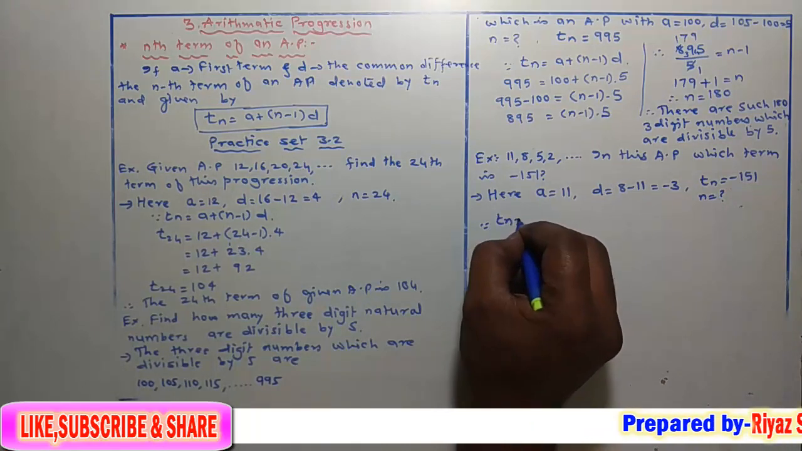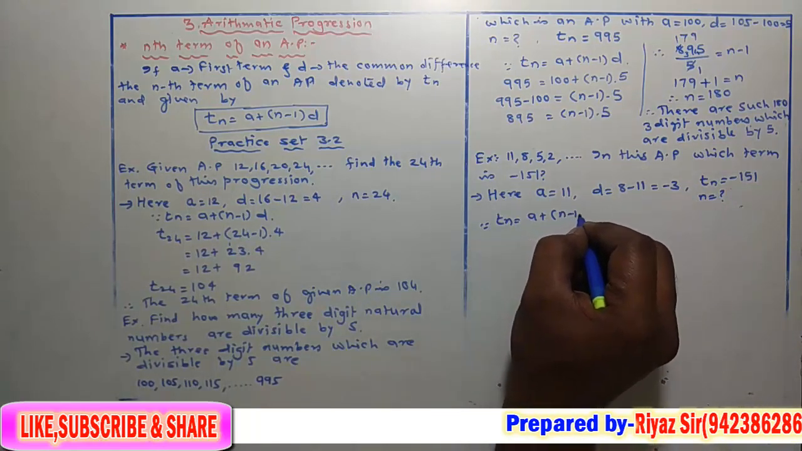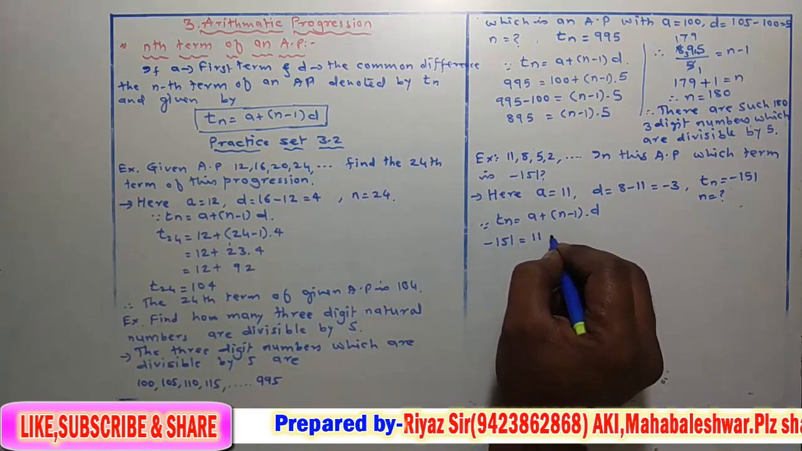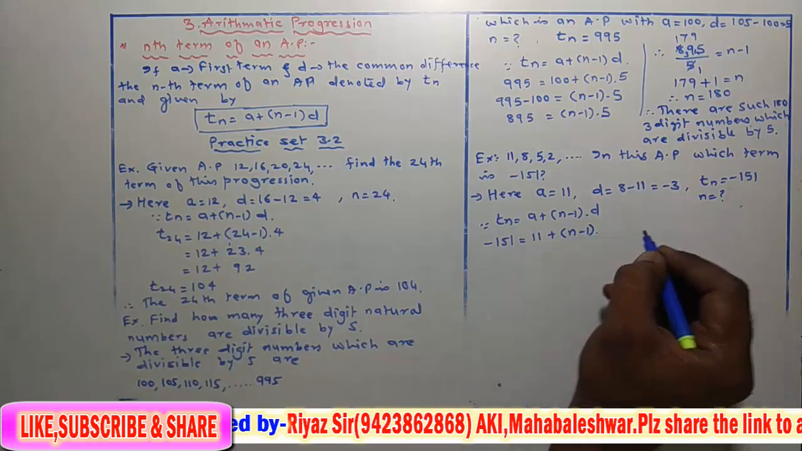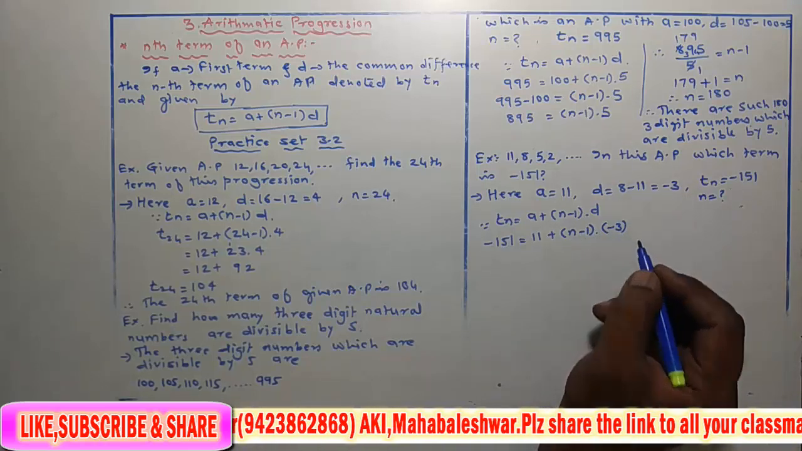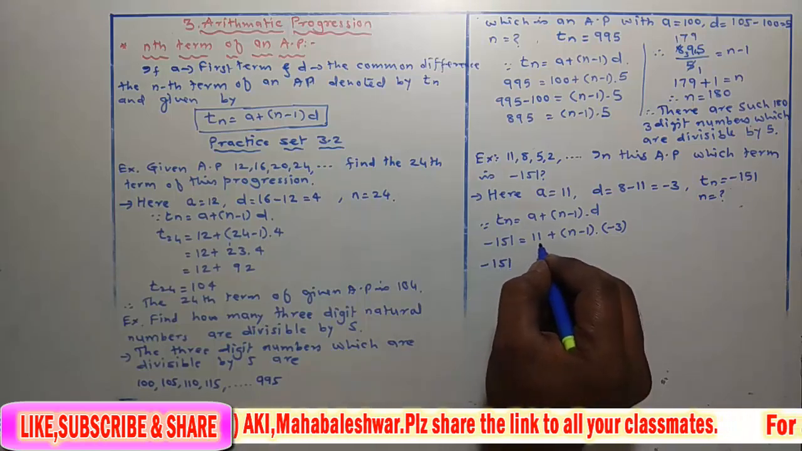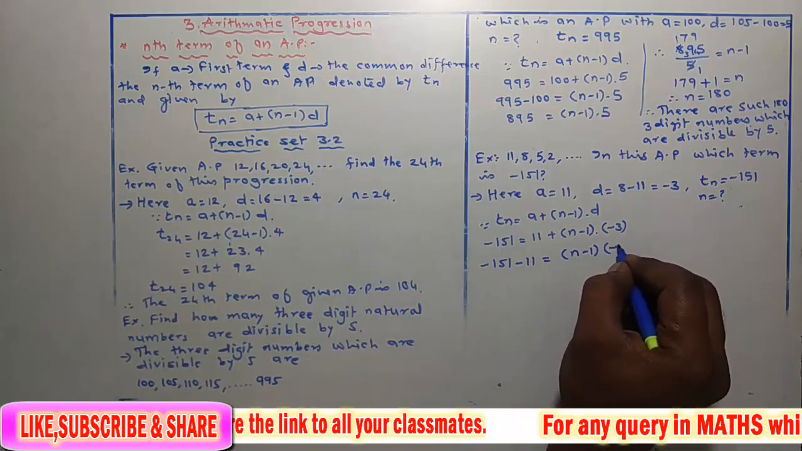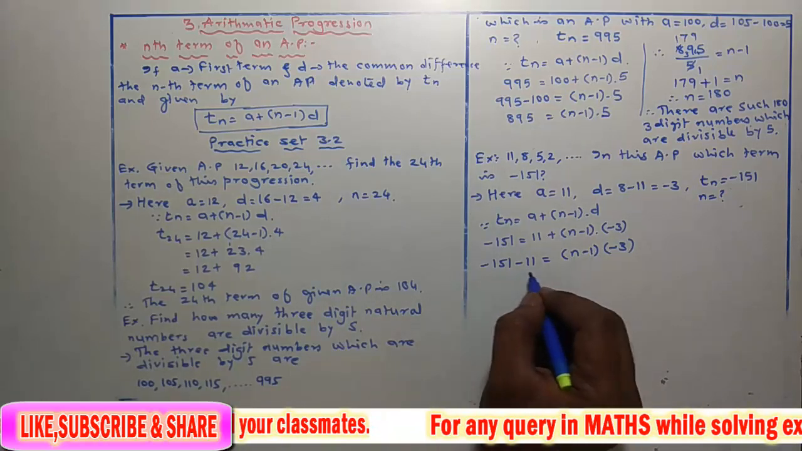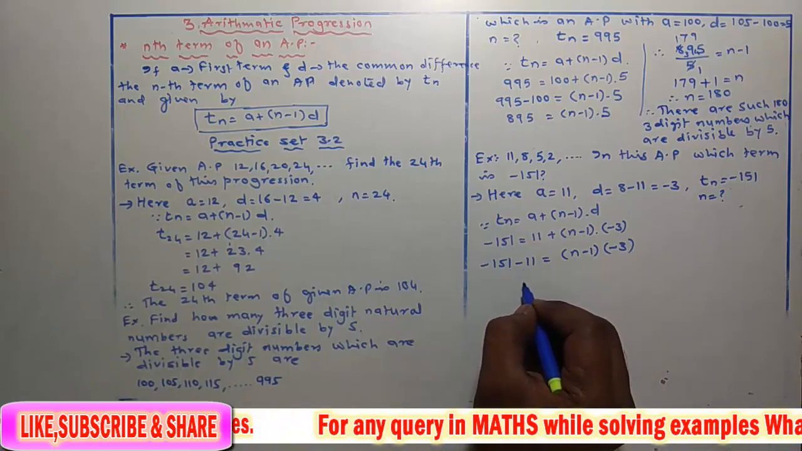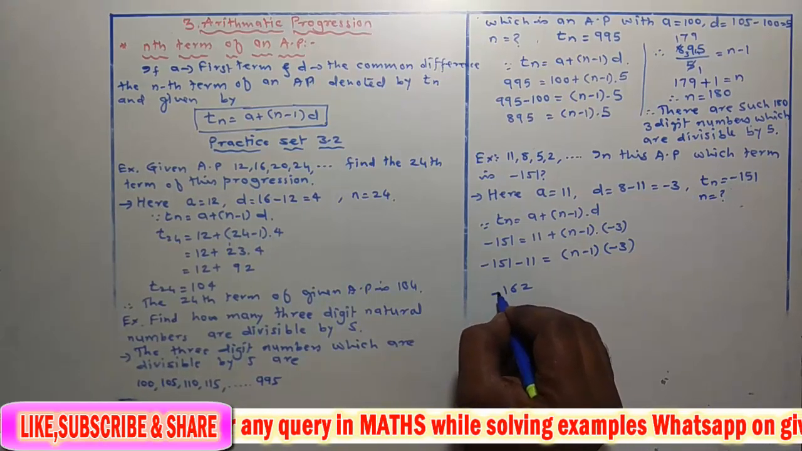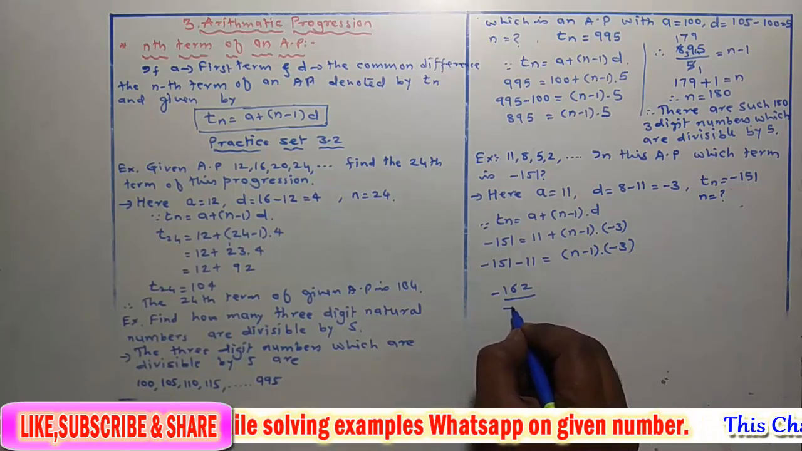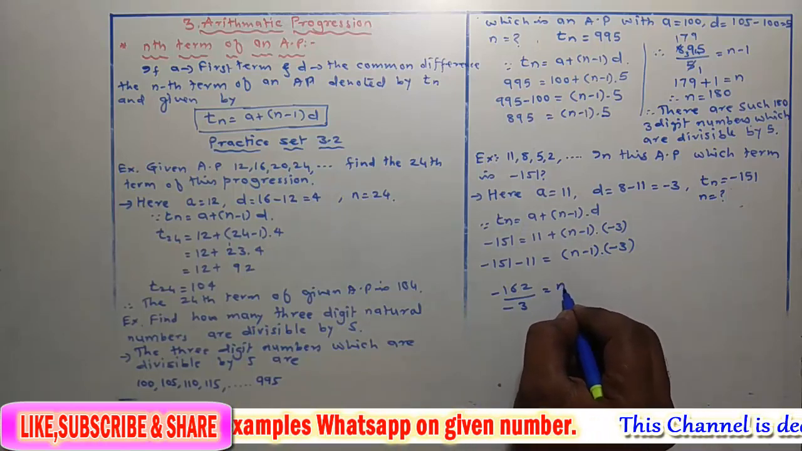Now since Tn is equal to A plus N minus 1 into D, so it is minus 151 is equal to A, it is 11, plus N we have to find minus 1 into D, value for D is minus 3. So it is minus 151, this plus 11 on left hand side comes minus 11 is equal to N minus 1 into minus 3. So this addition, same signs are there, so we have to take addition. 1 plus 1 2, 5 plus 1 6, 1 1, and since both have minus sign, so answer is minus 162 upon this minus 3 is in multiplication. On left side it comes in the denominator, is equal to N minus 1.